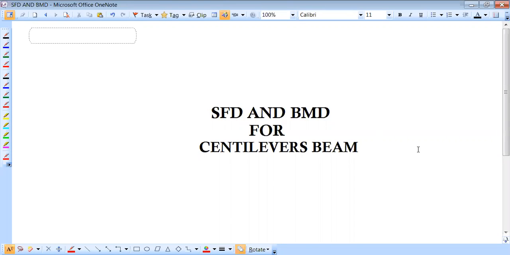Cantilever beams. In previous lectures we have solved many problems on SFD and BMD for different beams: a simply supported beam with composite loading, and also a simply supported beam with a single load, which may be a UDL or a point load. But today we see cantilever beams with point loads. So how do we draw the shear force diagram and the bending moment diagram?